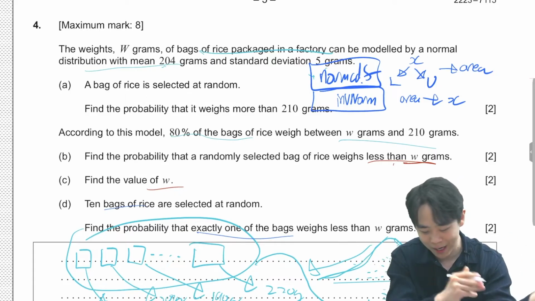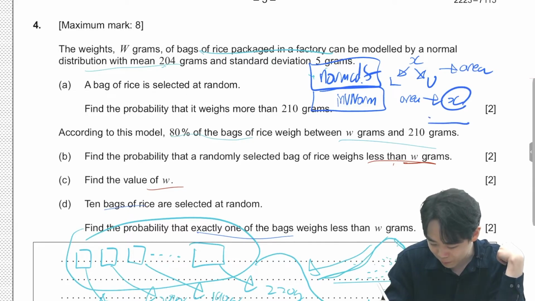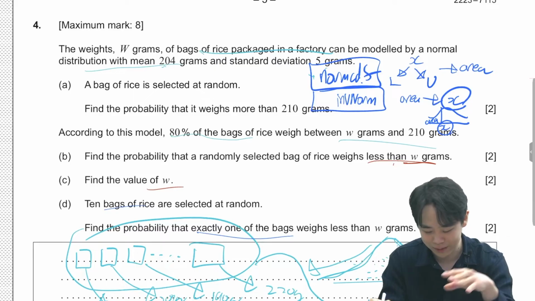Inverse norm takes the area and returns a point, x. So for x, if we have a known area, what is this value of x? That's what we're saying.